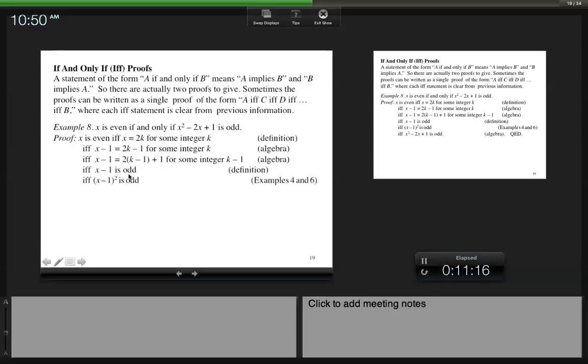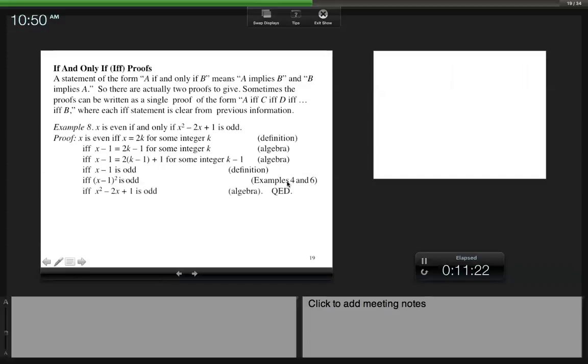If and only if x minus 1 squared is odd. We proved this before, for instance in the previous slide. Then you expand this. It's basically a series of if and only if statements, and you have to think of a path that allows you to go from here to here.